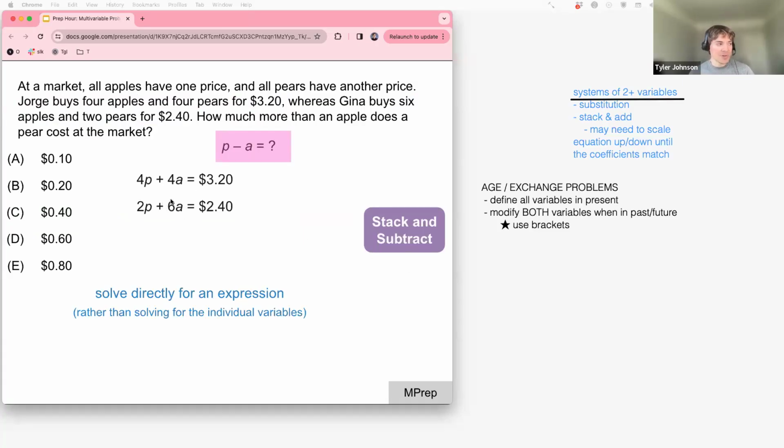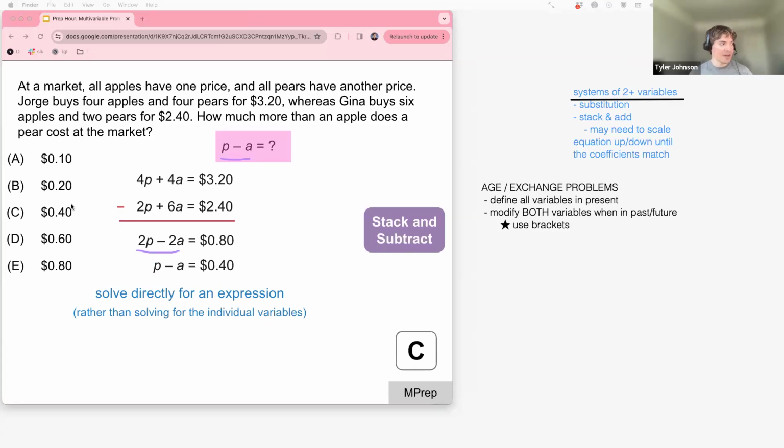So going back to the original equations I had, I'm just going to rearrange them slightly so the p's are on the left. And notice, if I were to subtract these in their original form, what I'm going to get is 2p minus 2a, which is very, very close to what I'm trying to solve for. I found double what I'm solving for, so all I have to do now is cut everything in that equation in half. And in just 2 steps, I've got the answer.